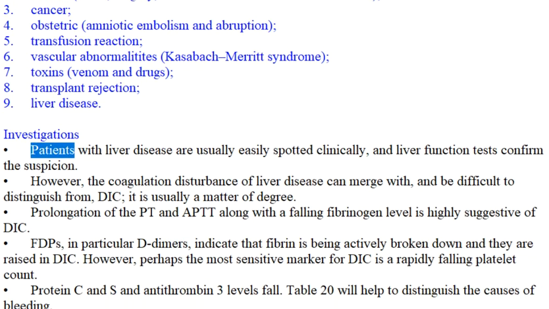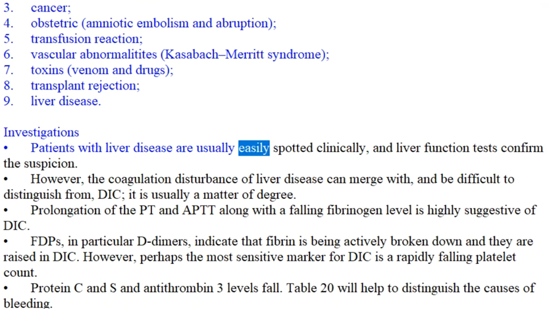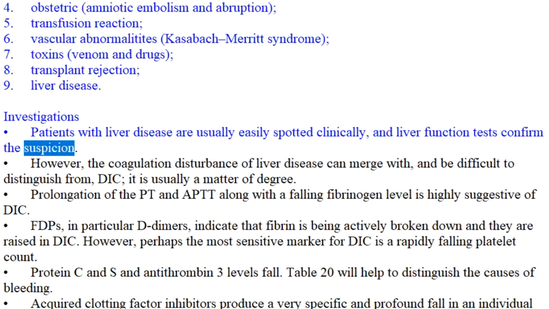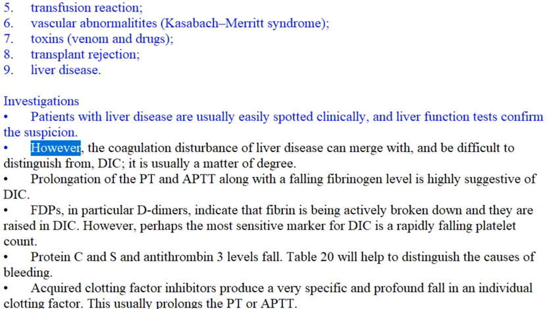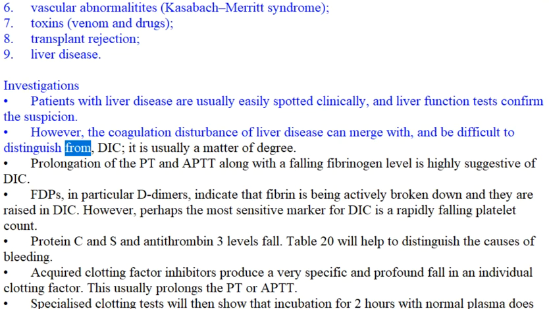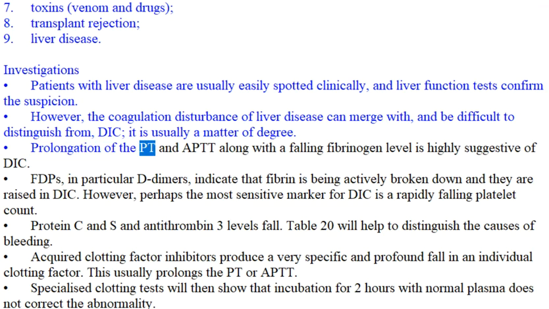Investigations. Patients with liver disease are usually easily spotted clinically, and liver function tests confirm the suspicion. However, the coagulation disturbance of liver disease can merge with, and be difficult to distinguish from, DIC. It is usually a matter of degree. Prolongation of the PT and APTT along with a falling fibrinogen level is highly suggestive of DIC.